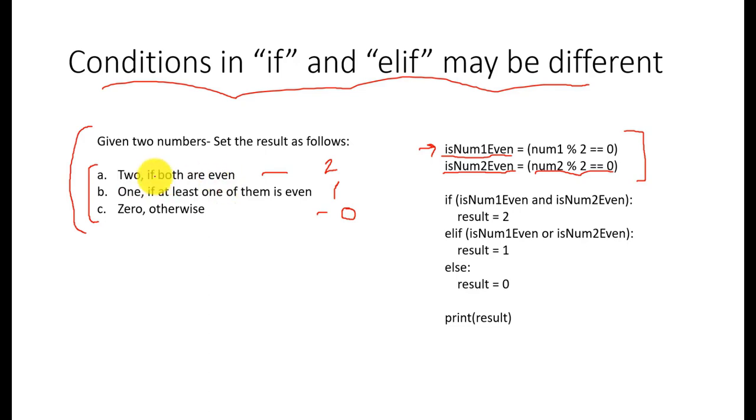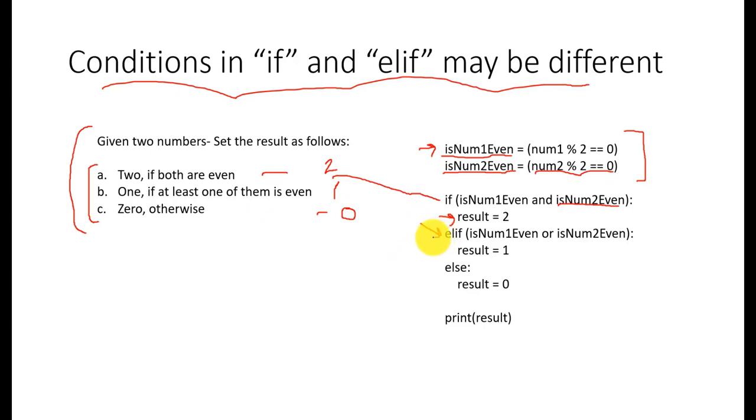The program says if both the given numbers are even, then our result should be 2. So here, if is_num1_even is true as well as is_num2_even is true, that means num1 is even as well as num2 is even, then we set result to 2. Now let's see the second part.